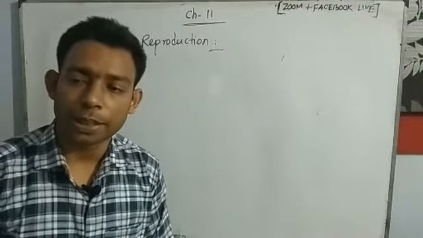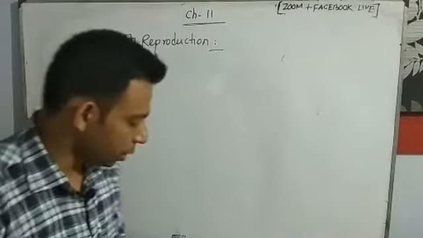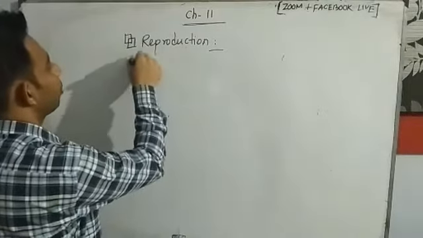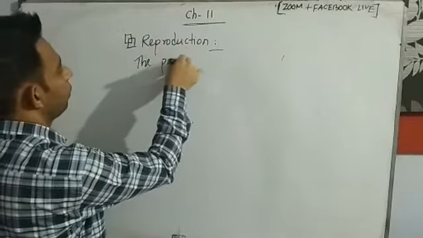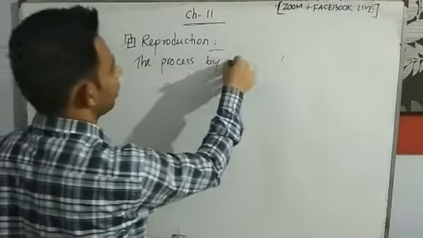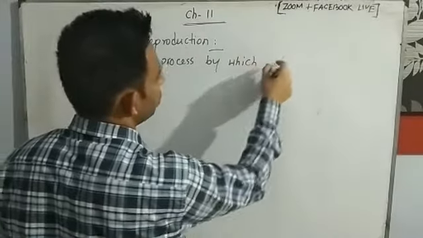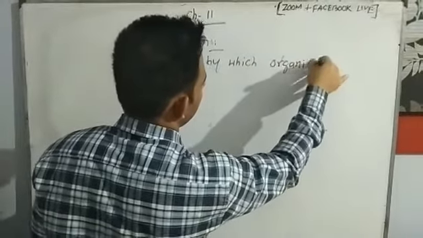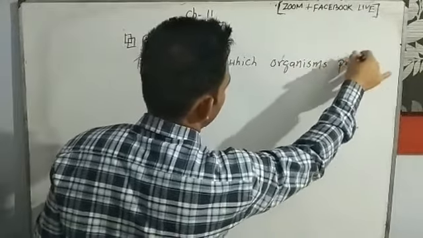Today's topic is a new chapter, chapter 11, and the topic is reproduction. Reproduction is the process by which organisms produce their offspring.